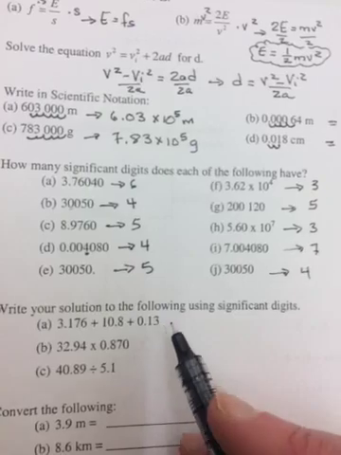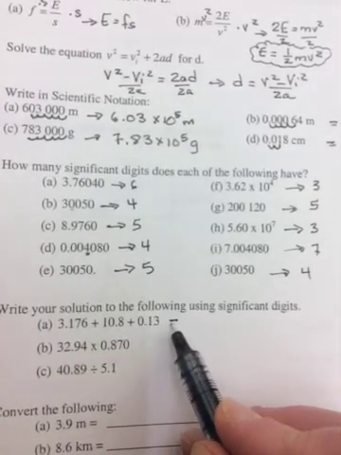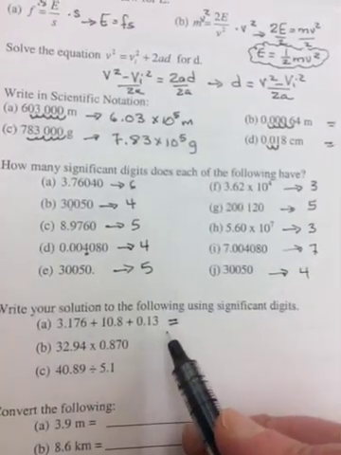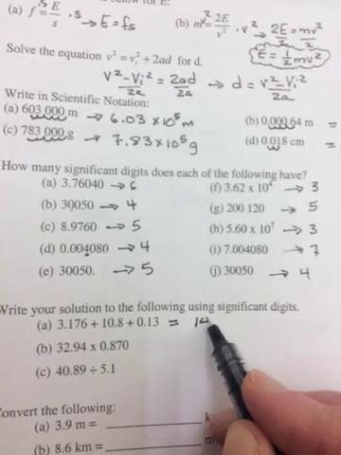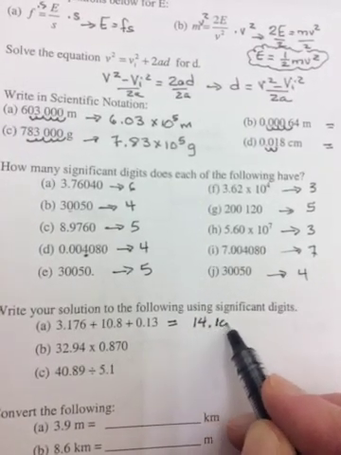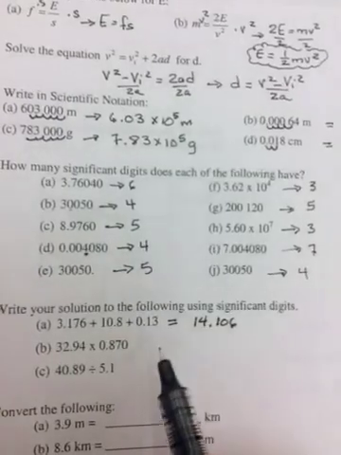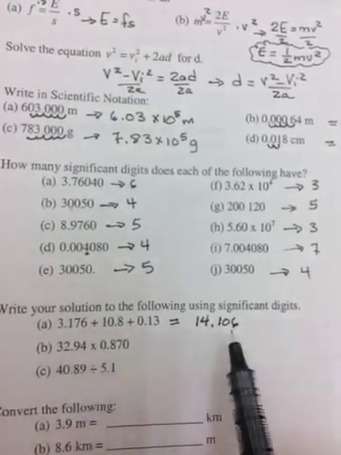All right, this next one. Write your solution to the following using significant digits. So first you need to add the 3 of them together. And when you add the 3 of them together, you get 14.106, I believe. And now you look at how many sig figs, what can you keep?